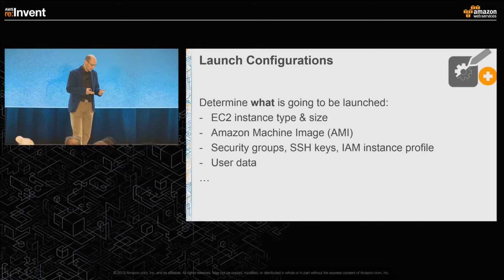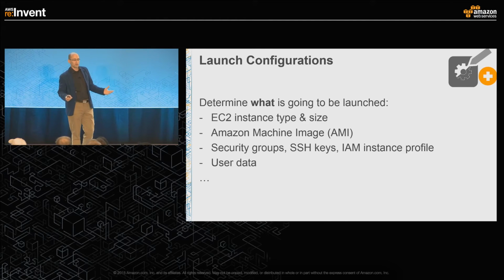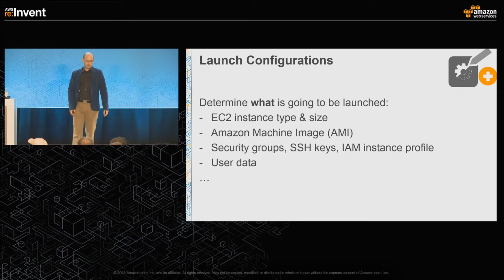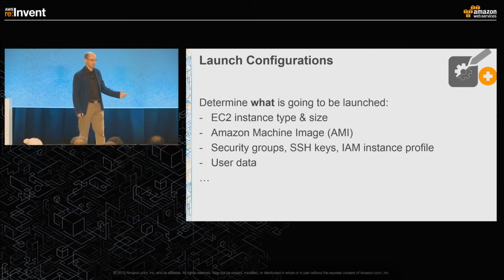And then, of course, all the various security settings, security groups, be it in EC2 Classic or in VPC, the SSH keys, the IAM instance profile, and a couple of other things. Basically, everything you need to launch an EC2 instance needs to go into that launch configuration, except for the AZ or subnet, because that's something that the auto-scaling group will decide for you, depending on where the capacity is needed most.